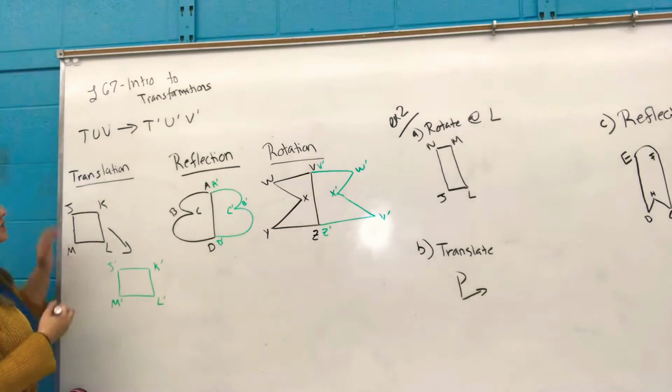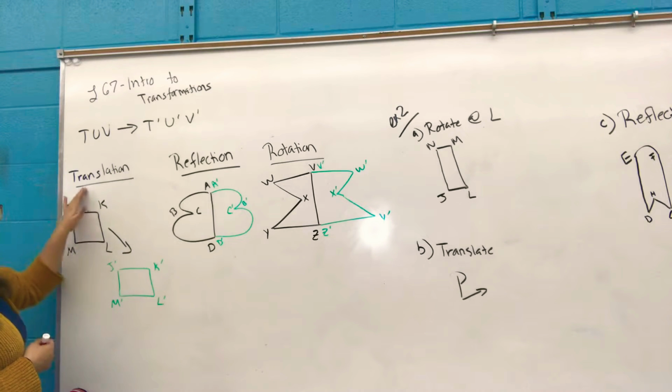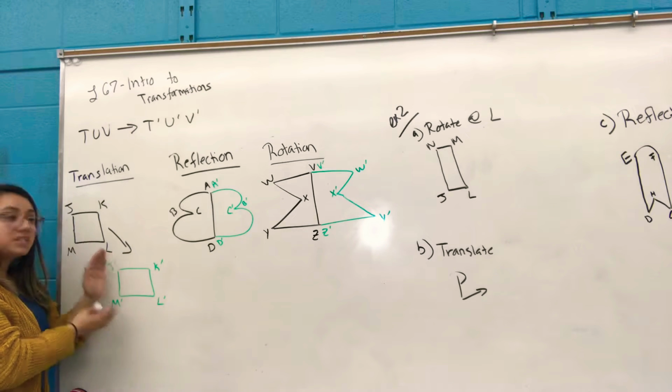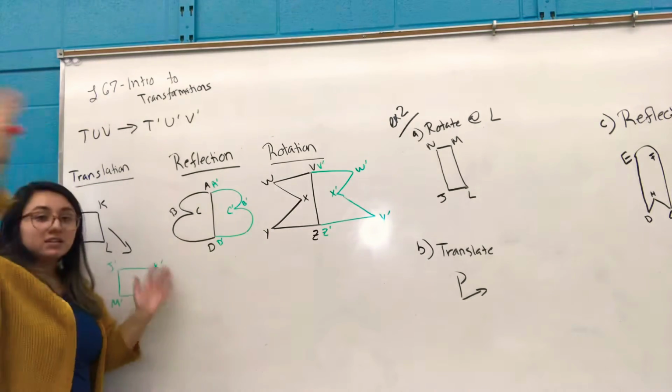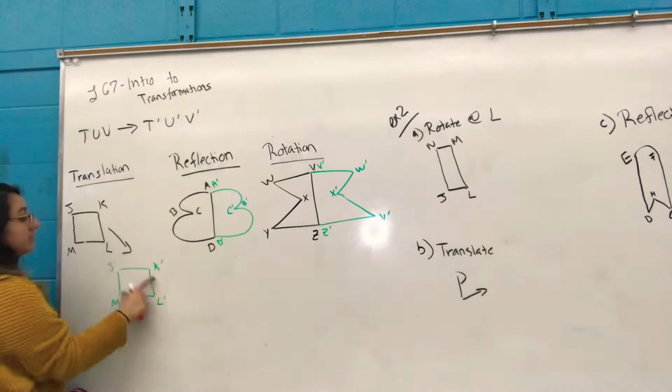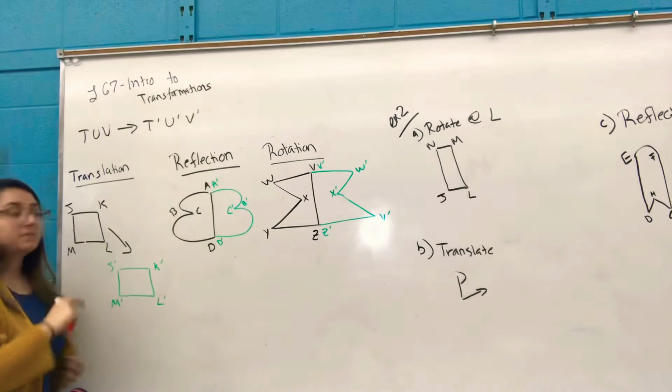First type is translation. Translation just means you're shifting, basically you're moving. It's if you have a box and you moved it. You're not making it bigger, you're not making it smaller. All you're doing is moving it in whatever direction.